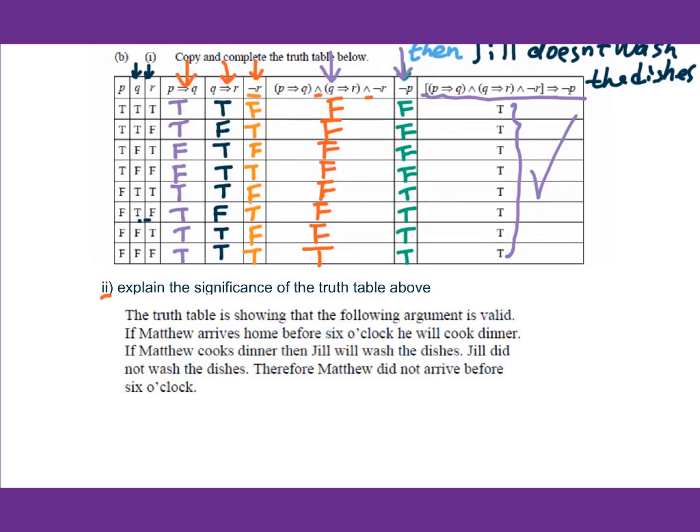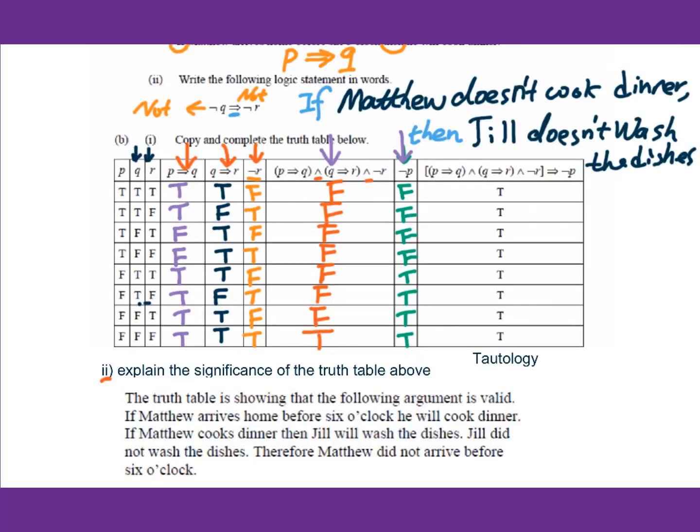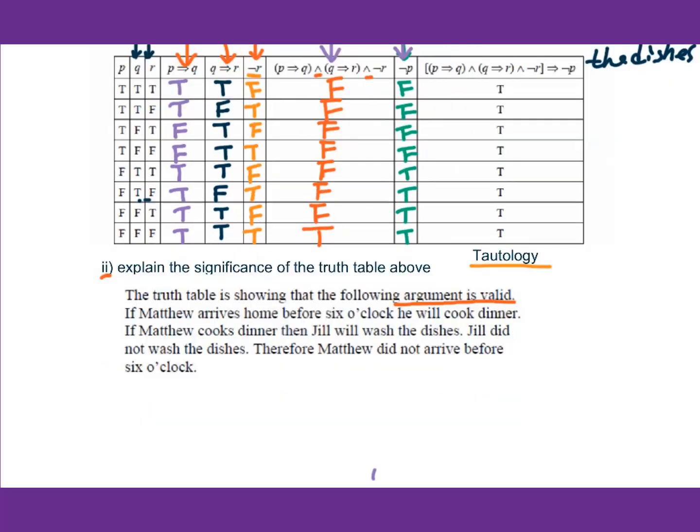Second question from B. Explain the significance of the truth table above. First of all, we know this logic statement is a tautology, or you could say the argument is valid. If Matthew arrives home before 6 o'clock, then he will cook dinner. If Matthew cooks dinner, then Jill will wash the dishes. Jill didn't wash the dishes. Therefore, Matthew didn't arrive before 6 o'clock.